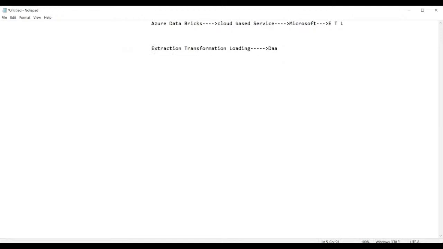This process of extraction, transformation, and loading is a process of what? Data summarization. It is a process of data summarization.